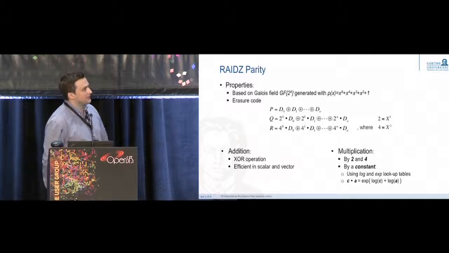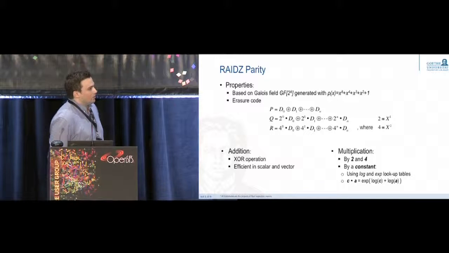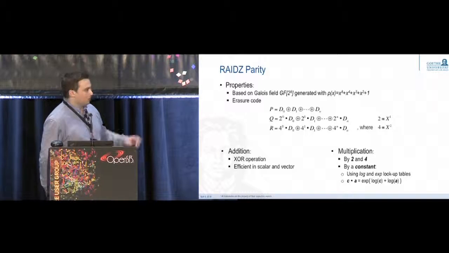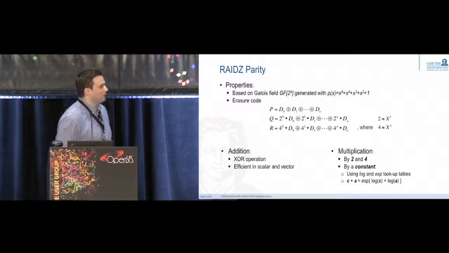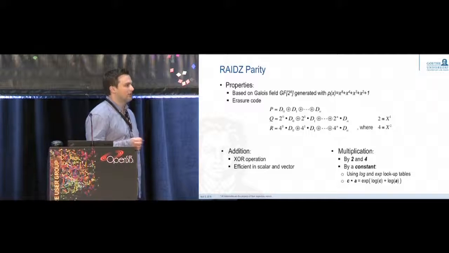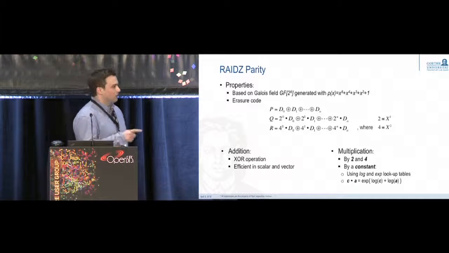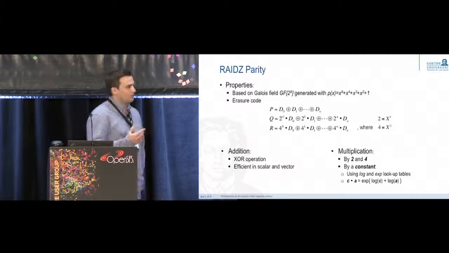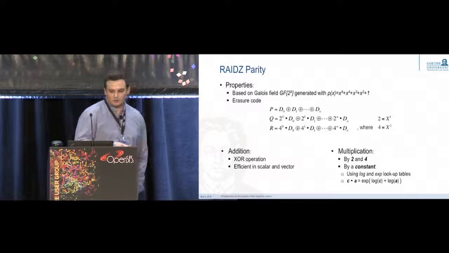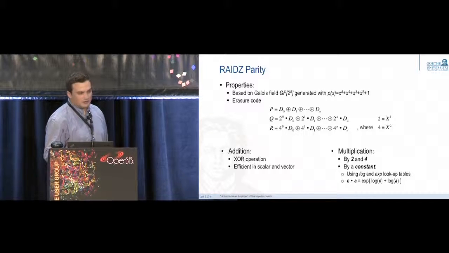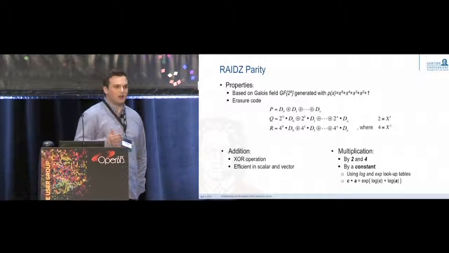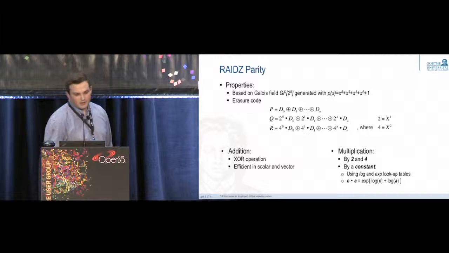From these equations, we see that we need to support multiplication by 2 and 4 elements, but also we'll later see that sometimes we need multiplication with a constant element of the field, which is not easily done in the scalar version. We have to resort to two lookup tables, logarithm and exponential lookup tables, and we can only do this at the byte level, which is not fast.